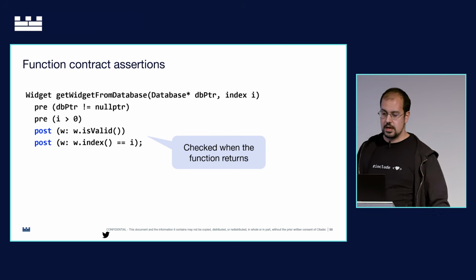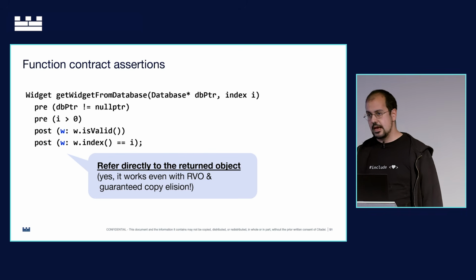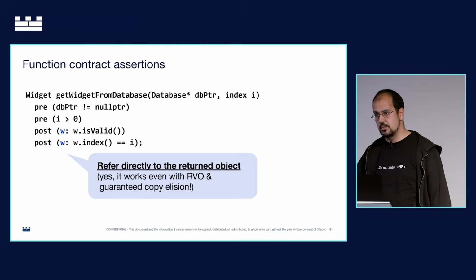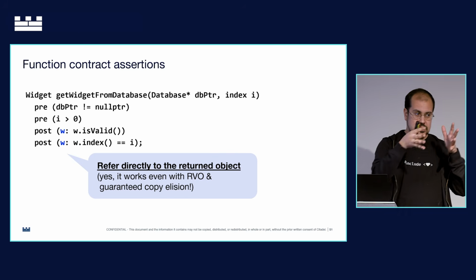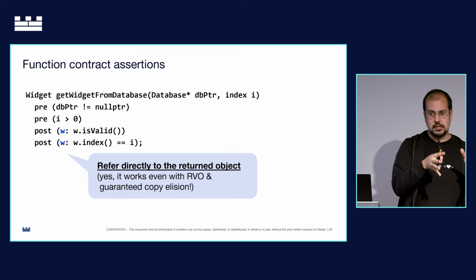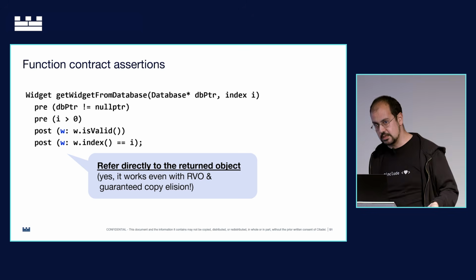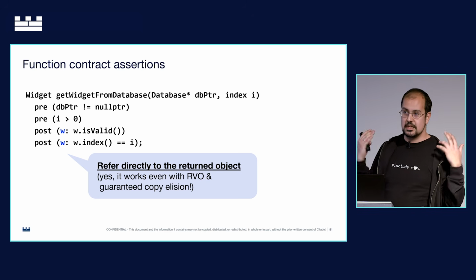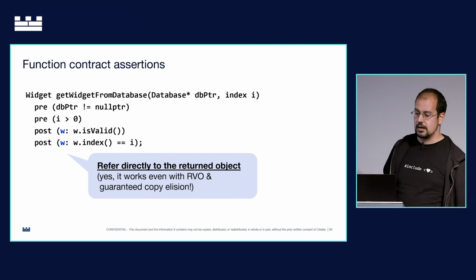And the other feature we have here is that with this new syntax here with the colon, you can directly name the object that the function returns. And so that's not going to be a copy of the return value or a reference to it. It's actually a name for directly the object that the function returns, which you previously could not name in C++. And yes, it works with return value optimization. Yes, it works with guaranteed copy elision. So that's really cool. That's another thing that you could not do previously with macros.